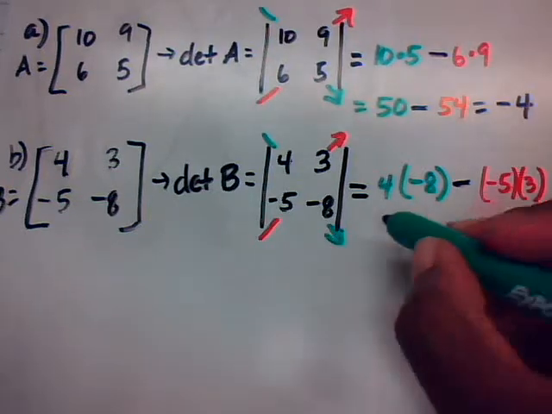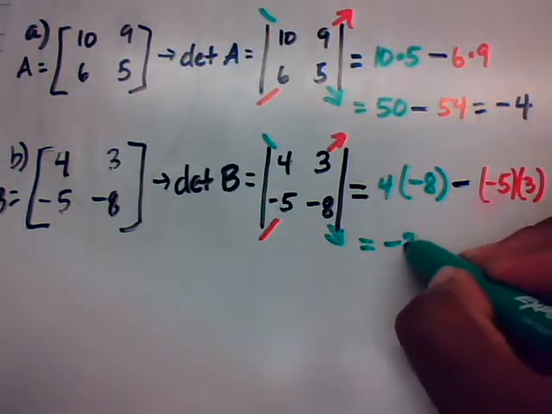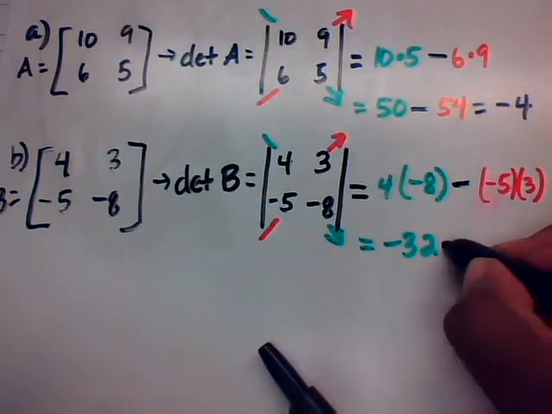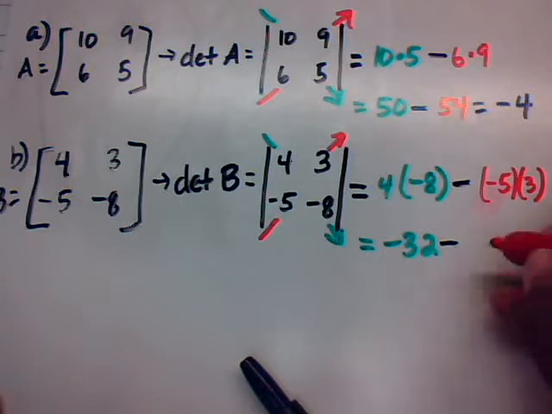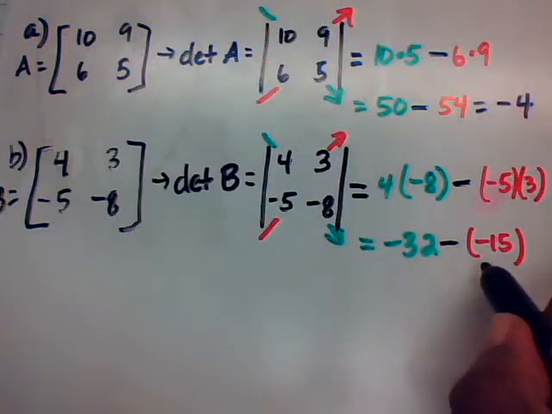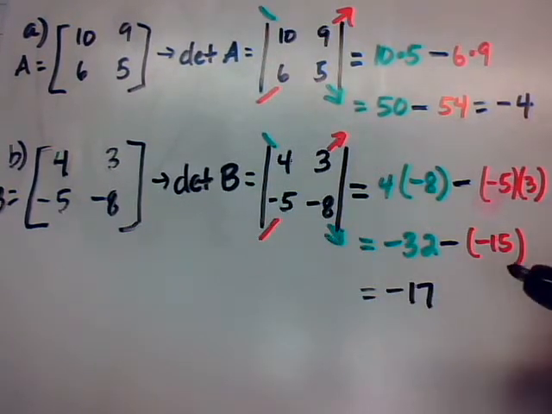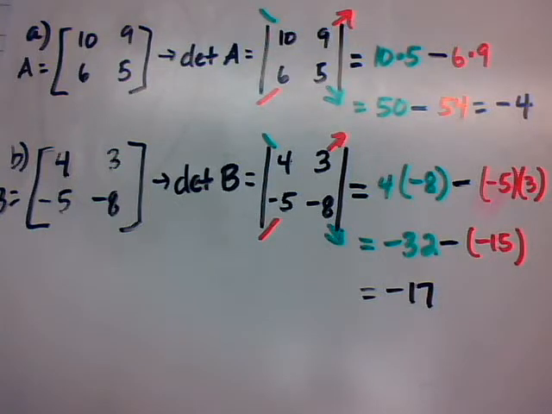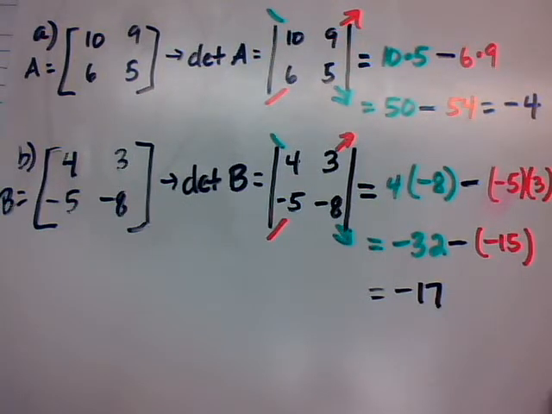Now, when we simplify that, 4 times -8, that's -32, minus -5 times 3, that would be -15. So here you've got -32 minus -15, which is the same as saying -32 plus 15, which will give you -17. So the determinant of this square matrix would be -17. Okay, that's how we evaluate the determinant of any 2 by 2 matrix.